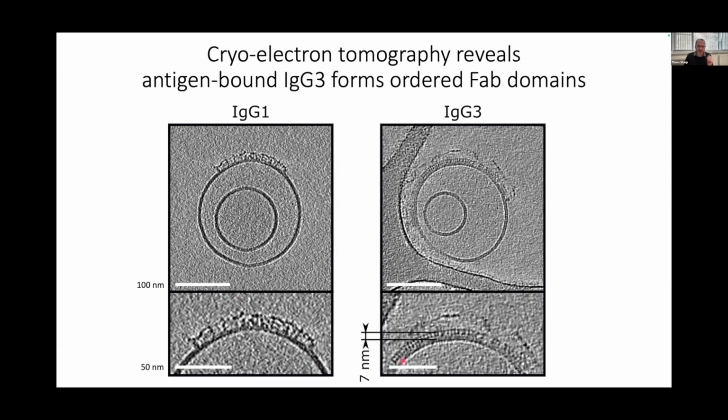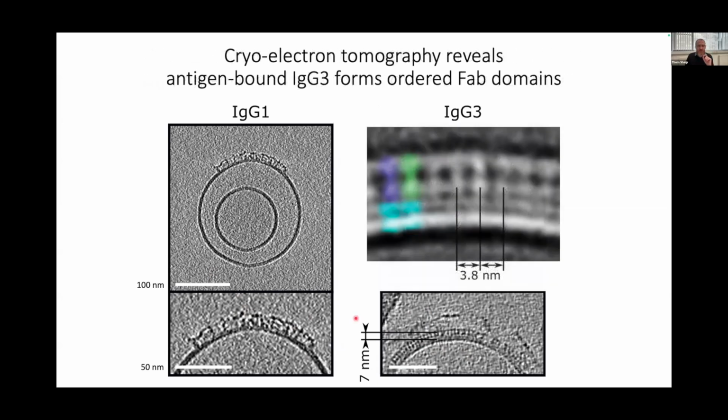But here you can see that here's the liposome, and we have these beautiful striations kind of sticking out of the surface. We'd never seen these before with IgG1. So these striations are 7 nanometers tall. And as I told you a few moments ago, we can align and average images like these to get us a better insight into their structure. So they're 7 nanometers tall, and they're also 3.8 nanometers wide.